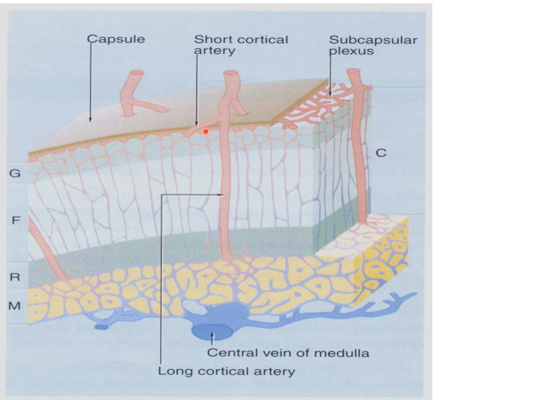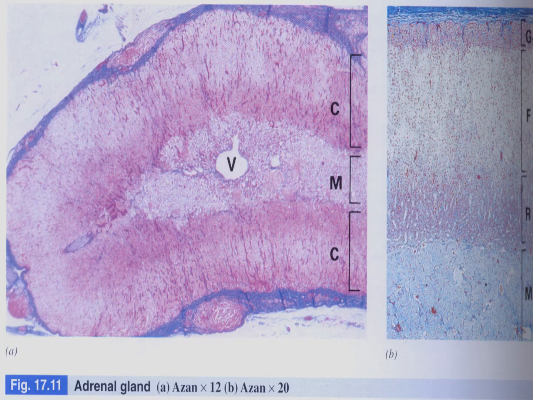Here there is a short cortical artery, subcapsular. You can see this cortical area, GFR, where G means zona glomerulosa, F means zona fasciculata, R means zona reticularis. Then comes the medulla. In this arrangement, at the medulla there is a central vein of the medulla and a long cortical artery. It reaches up to the capsule and supplies this whole area of the cortex. So this arrangement you can see in the histological appearance of this suprarenal gland.